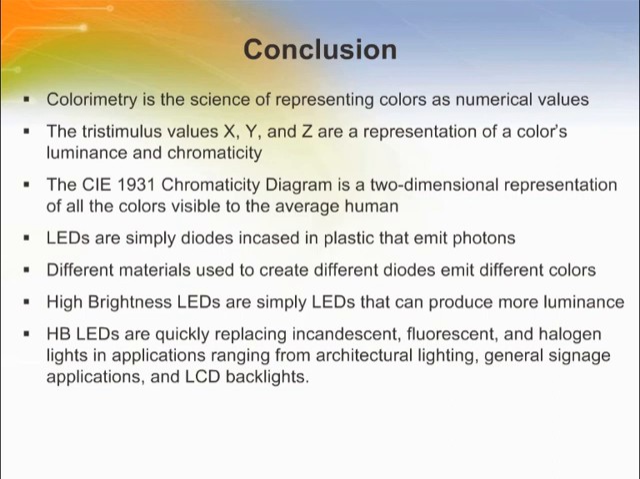LEDs are simply diodes encased in plastic that emit photons. Different materials used to create different diodes emit different colors. High brightness LEDs are simply LEDs that can produce more luminance. High brightness LEDs are quickly replacing incandescent, fluorescent, and halogen lights in applications ranging from architectural lighting, general signage applications, and LCD backlights.